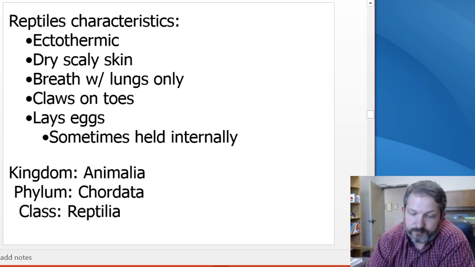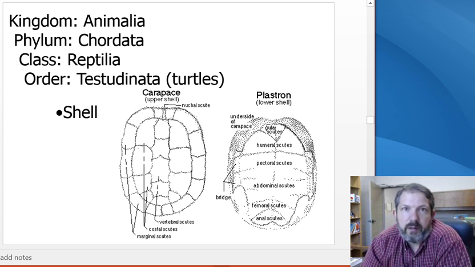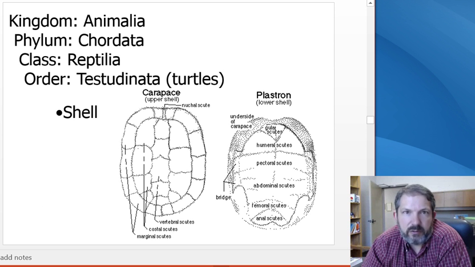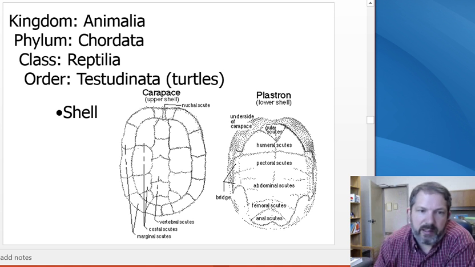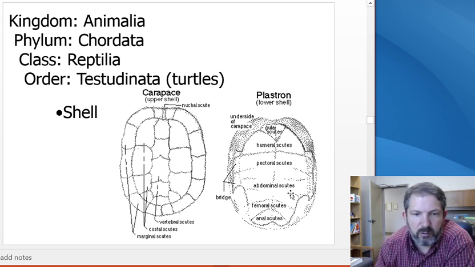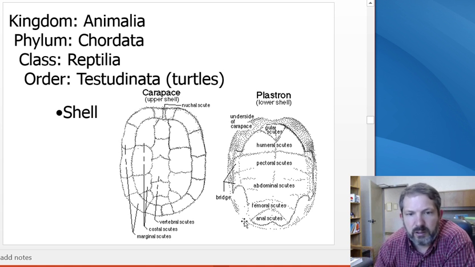Okay, so class Reptilia includes the turtles. The Testudines is the order, and there are going to be several families. Can you find the class, order, family? There are going to be several families of turtles. Carapace is the upper shell, plastron's the lower shell. Dr. Foley is quite the turtle expert.